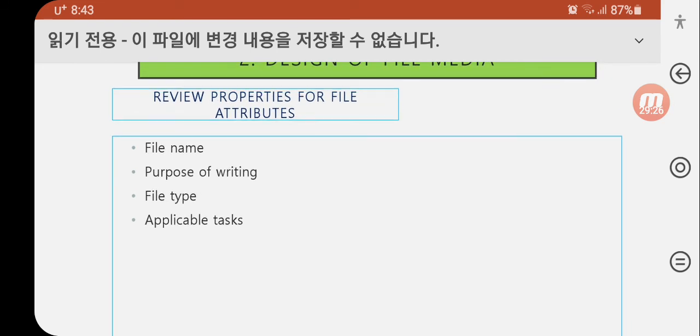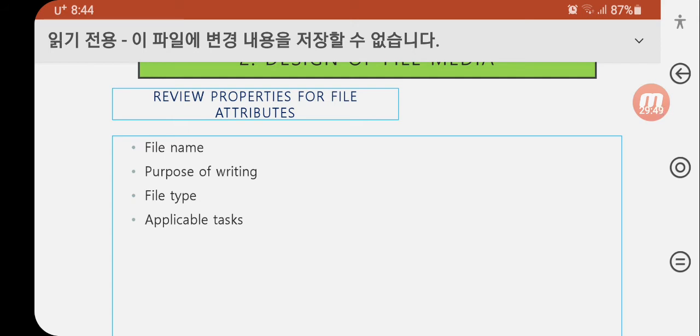This slide is about a review of file attributes: file name, purpose of writing, file type, applicable tasks.